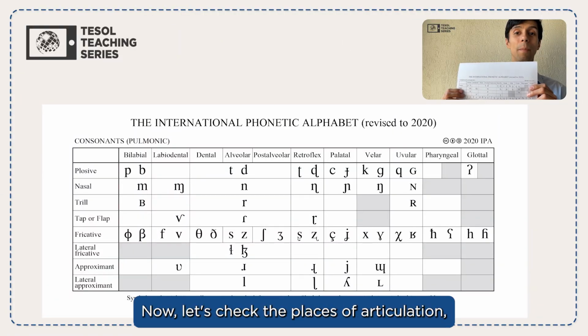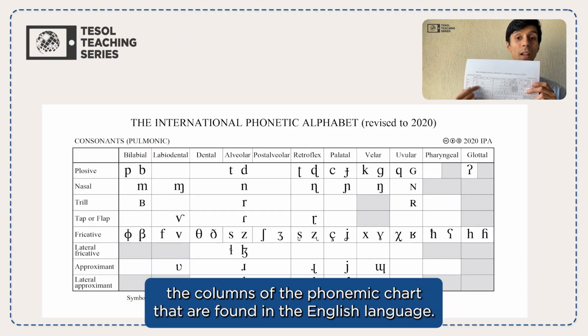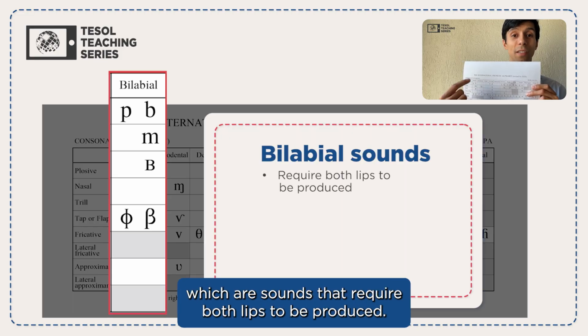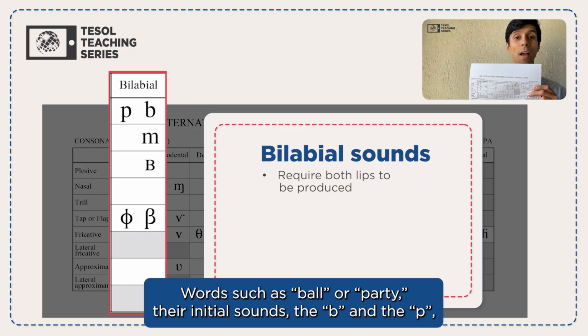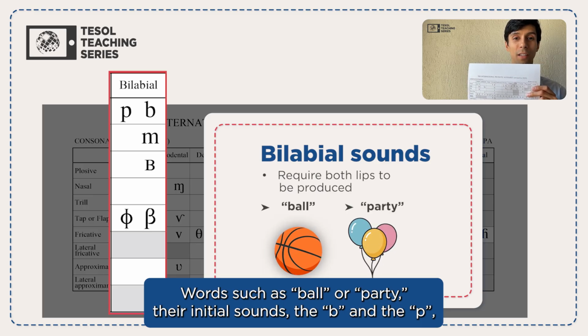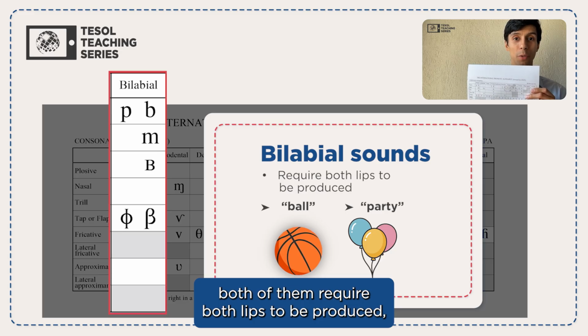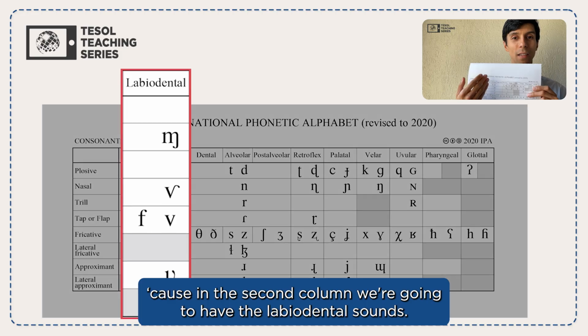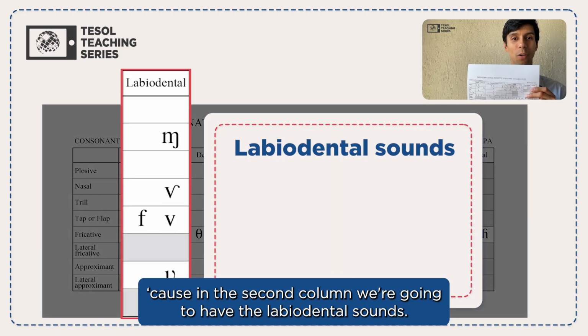Now, let's check the places of articulation, the columns of the phonemic chart that are found in the English language. So the first column refers to the bilabial sounds, which are sounds that require both lips to be produced. Words such as ball or party, their initial sounds, the b and the p, both of them require both lips to be produced, which is a little different from the second column, because in the second column we're going to have the labial dental sounds.